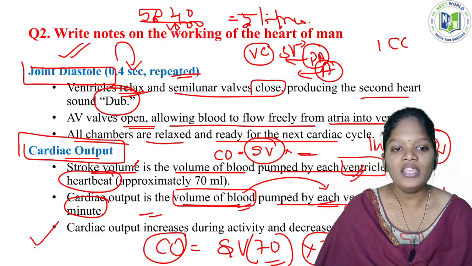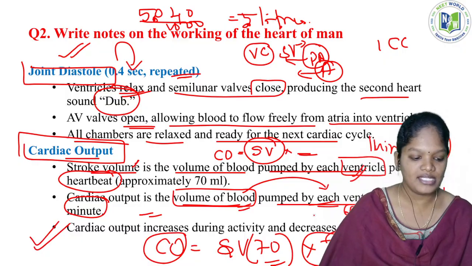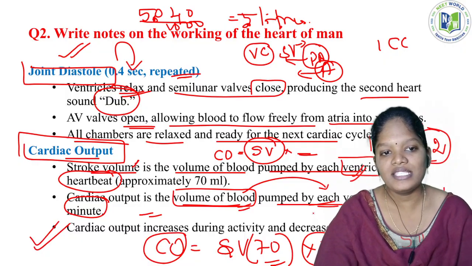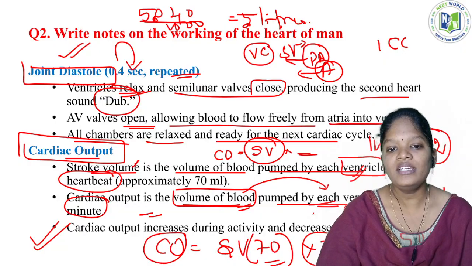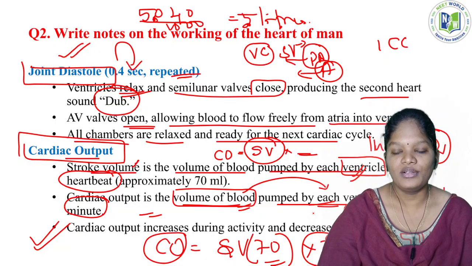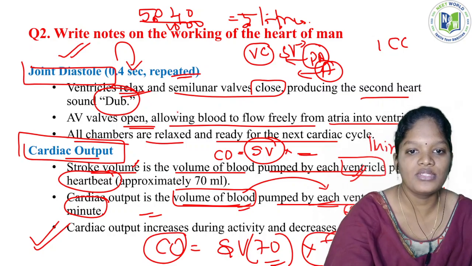Cardiac output increases during activity and decreases during rest. Whenever we are at rest, the cardiac output will decrease. Whenever we are working a lot, our cardiac output will increase. Okay, so this is the scenario.